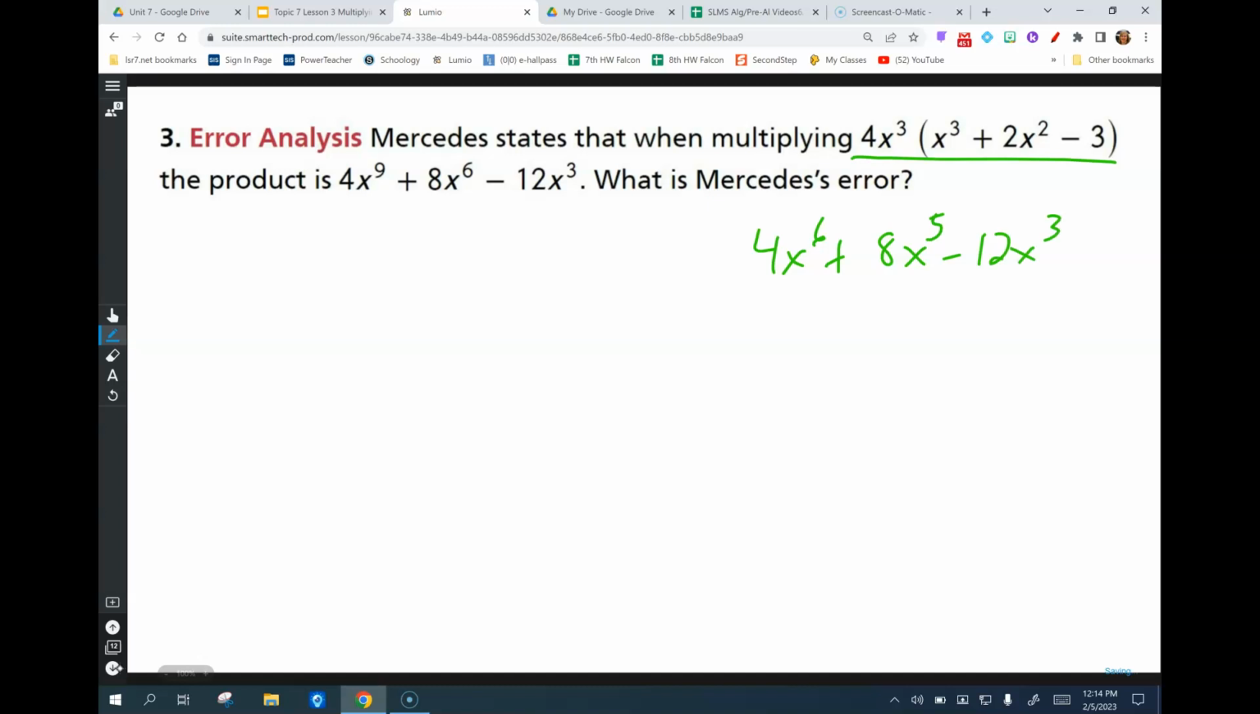Now I can compare to what they did. Do you see what the mistake is? That's right. She multiplied the exponents. When I multiply like bases, I have to add the exponents. So that was her mistake: she multiplied the exponents. You don't want to multiply the exponents. You want to multiply the bases, which means that you would add the exponents.